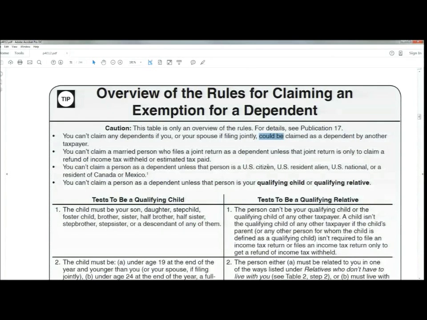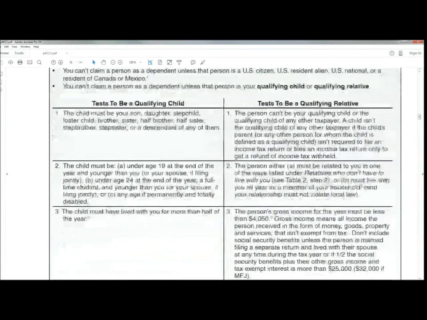And we can't claim a person unless that person is a qualifying child or qualifying relative. Now we're leaving the general rules and getting to the specific ones. Qualifying child: son, daughter, stepchild, foster child, brother, sister. That sort of surprises us a bit. Half brother, half sister, stepbrother, stepsister. Or a descendant of any of them. When we see descendant, we think grandchildren work, which is obvious. But what about a descendant of your brother? That's your niece, right? So niece works too. Unless we look really close, we don't see how big that list is.